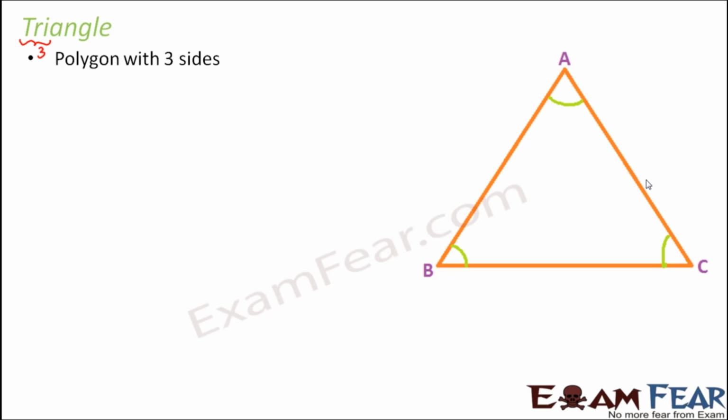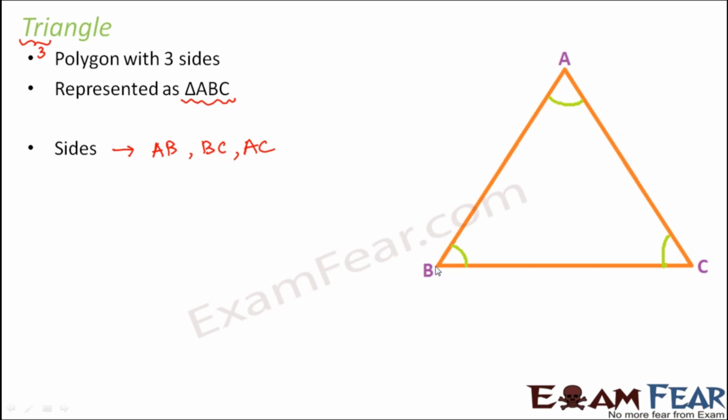You have 3 sides. Now when you look at this triangle in the picture, it is normally represented in this fashion: triangle ABC. We do not write the word triangle, instead we just put the symbol of a small triangle and then we write ABC. Now, the basic elements of triangles are sides, angles and vertices. So what are the sides of this triangle? AB, BC and AC. These are the 3 sides of the triangle.